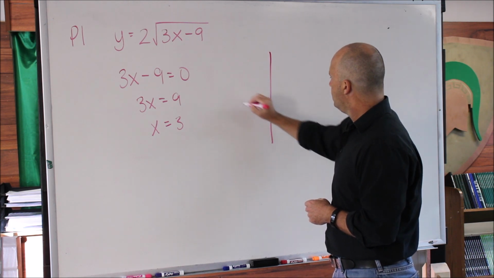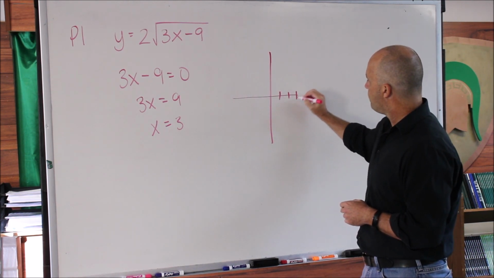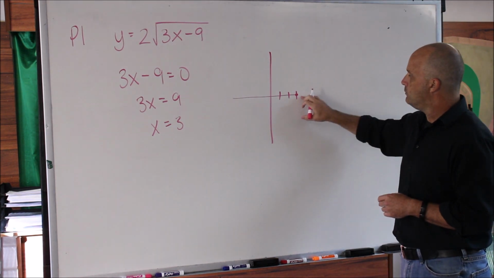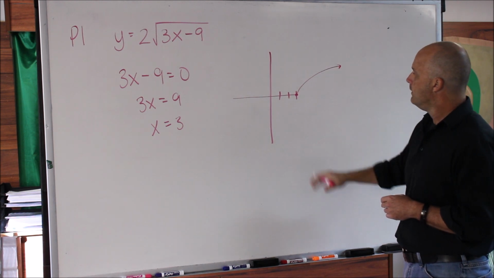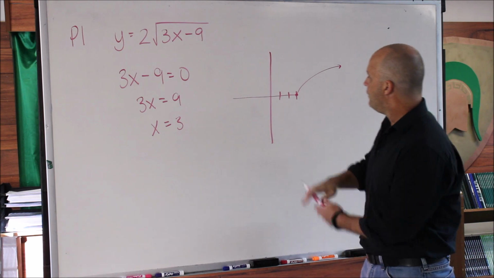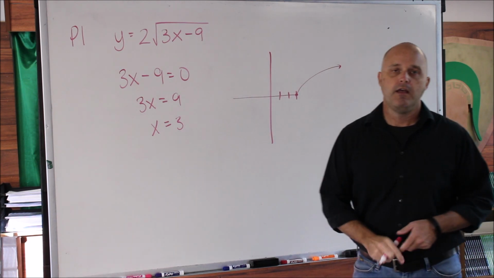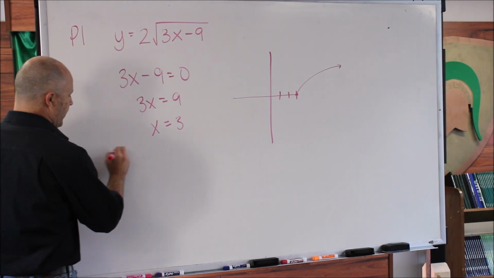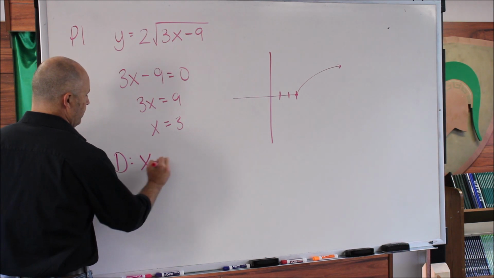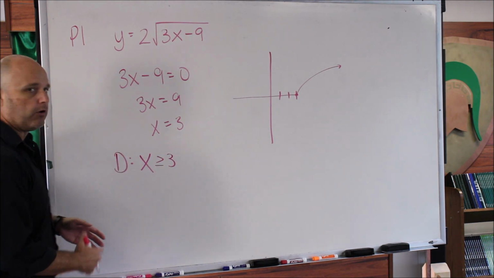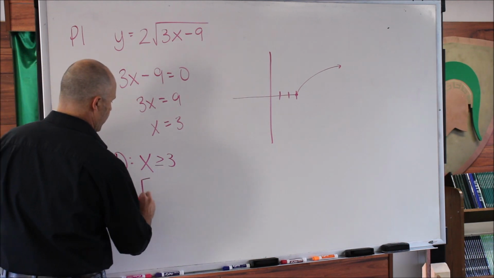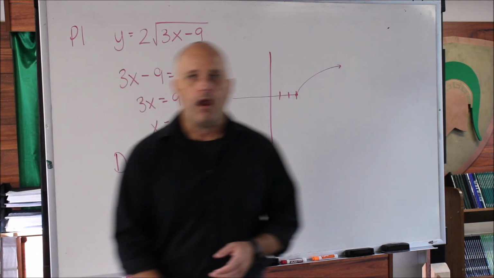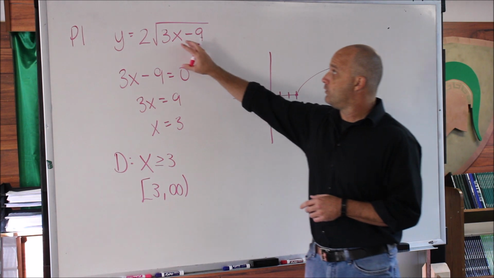So if we were to graph this, we would go 1, 2, and 3. This would be our starting point. So we would know that we could go to 3 or we could go to the right of 3, but we could not go to the left of 3. Any numbers that are less than 3 are not going to be in the domain of the function. So the domain for this is going to be x is greater than or equal to 3, or in interval notation, bracket 3, comma, infinity, close parenthesis. And that's going to be your domain whenever we're doing radicals.